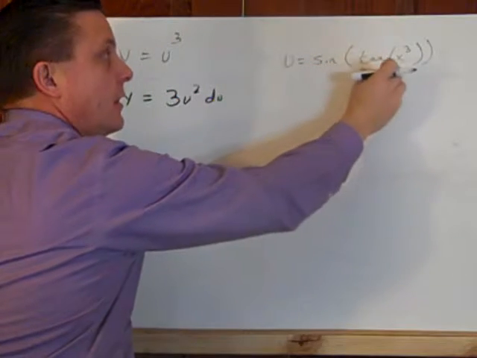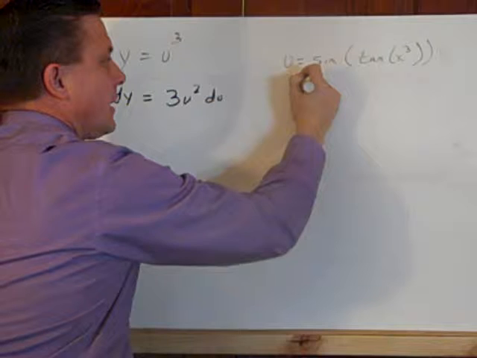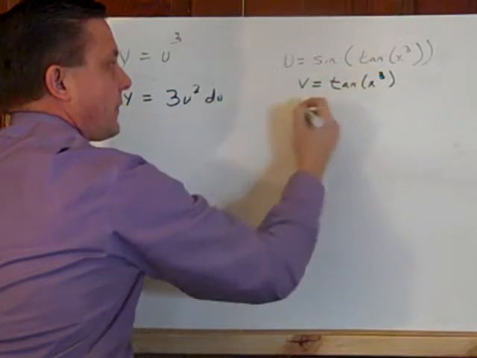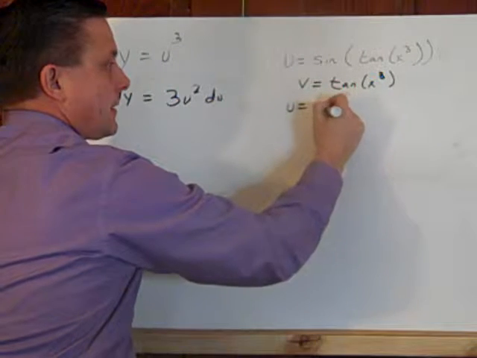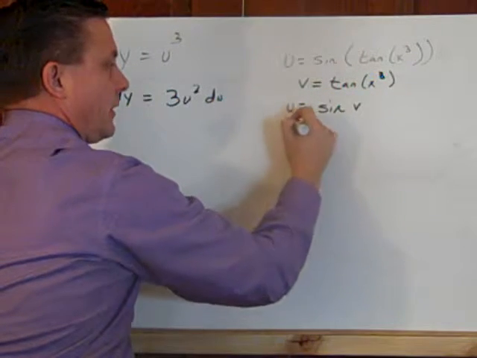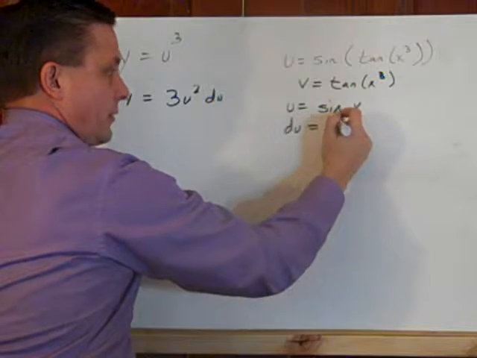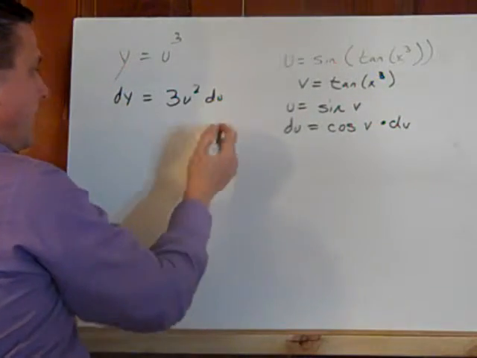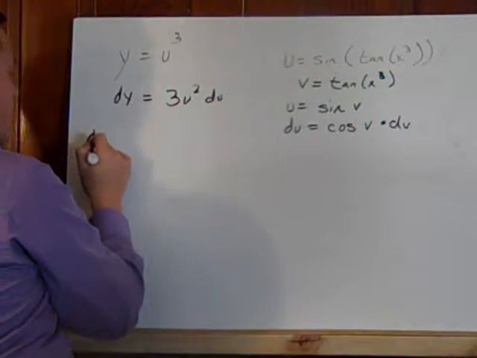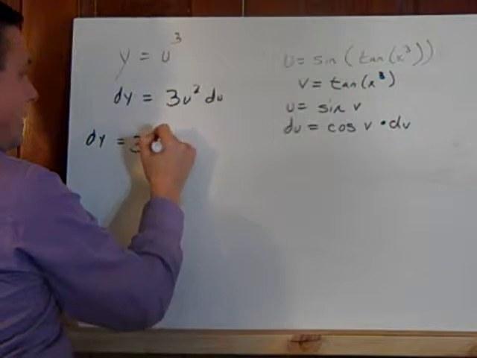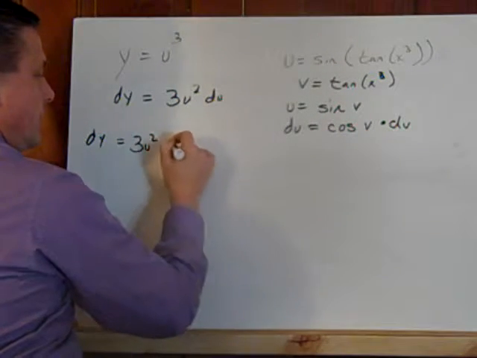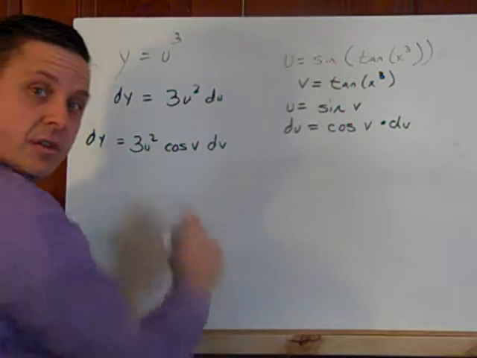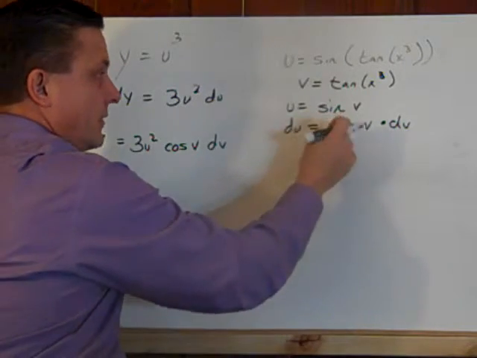I know the derivative of sine x. So I'm going to say, let's let v equal tangent of x cubed. So I can write u equals sine of v. Well, that I know the derivative of. 1 du equals, derivative of sine is cosine v dv. Alright. I'll take the time to put that in over here. 3u squared du is equivalent to this. But here's the problem. It's not dy dx yet. It's still dy dv.